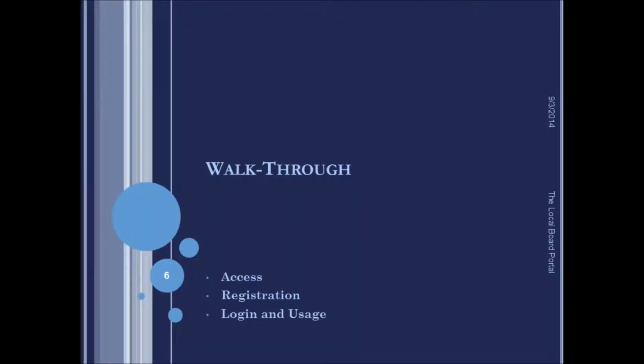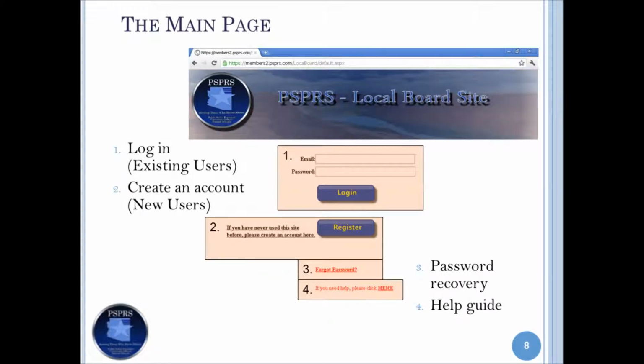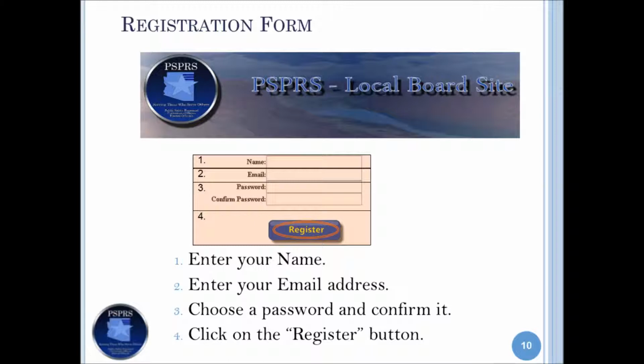So let's walk through that for just a second. As we mentioned, it's on the website. On the right hand side, you click on the portal, psprs.com. You log in or create a new account, and if you're not sure what your password is, you can still recover it later. You register first to create the account. Put in your name, email address, password, and confirm it, and hit register.